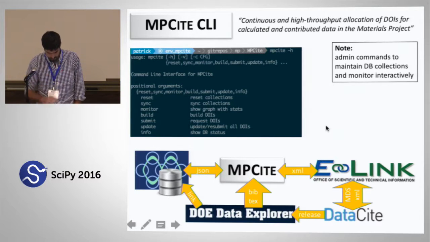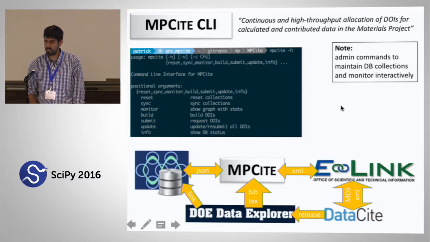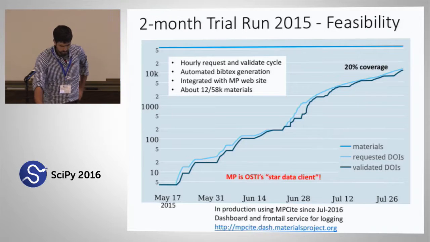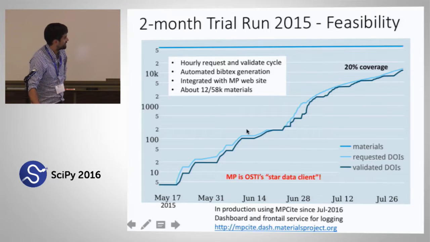So in that regard, MPCite, even though it's Materials Project specific, is easy to extend to other projects that need to work with OSTI and request DOIs from OSTI. We've had a 2-month trial run in 2015 that showed that this is feasible.